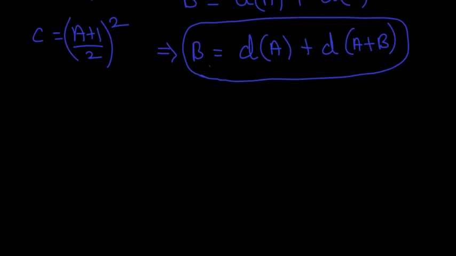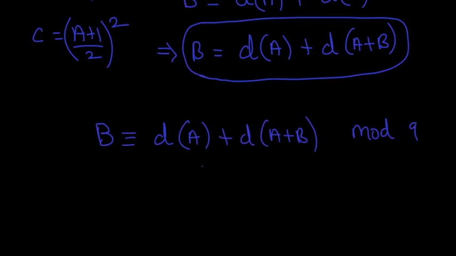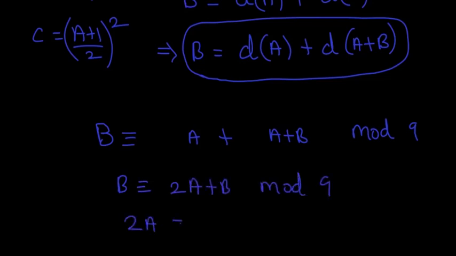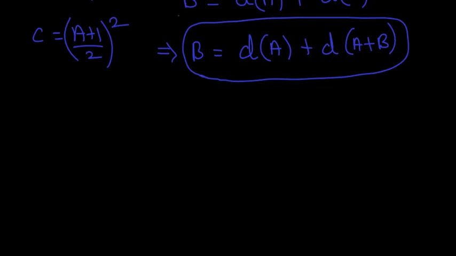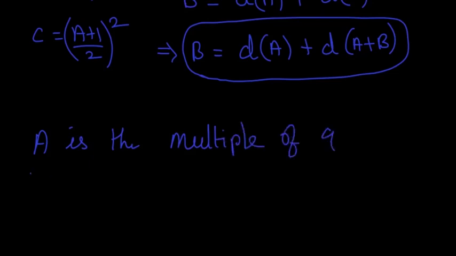Okay. Now consider this equation: B is equal to D of A plus D of (A plus B). So taking modulo 9 on both sides, we have D of A plus D of (A plus B) mod 9. Applying the result that we have observed now, D of A is the same as A mod 9, so this is A, and similarly this is A plus B. So we have B is congruent to 2A plus B mod 9. So 2A is equal to 0 mod 9. Therefore A is equal to 0 mod 9. This means A is a multiple of 9. Right? So A should be a multiple of 9. This is one important clue that we have.